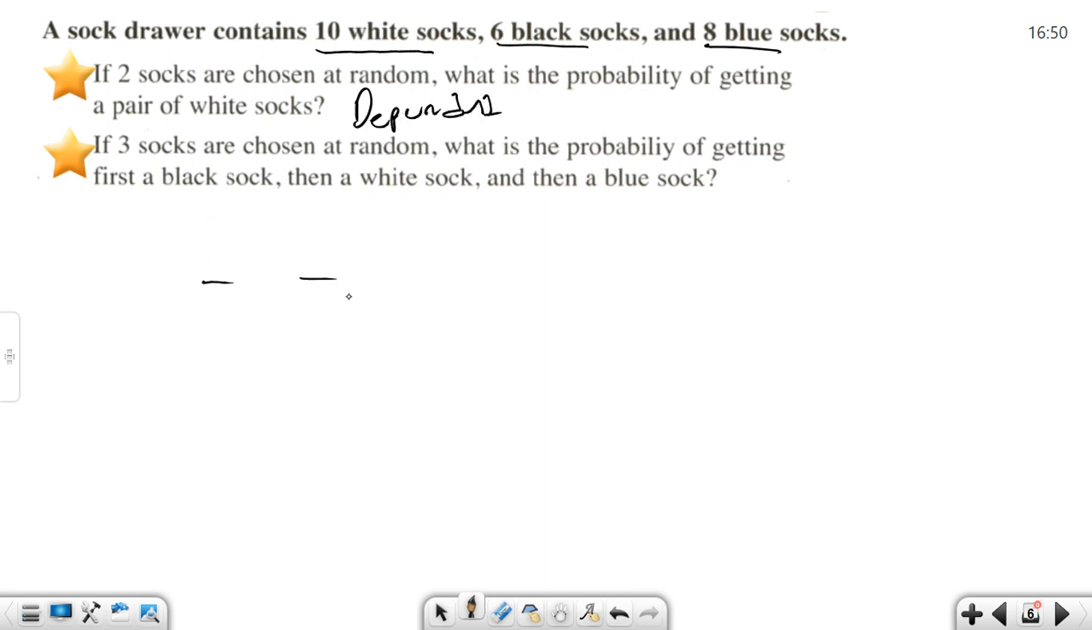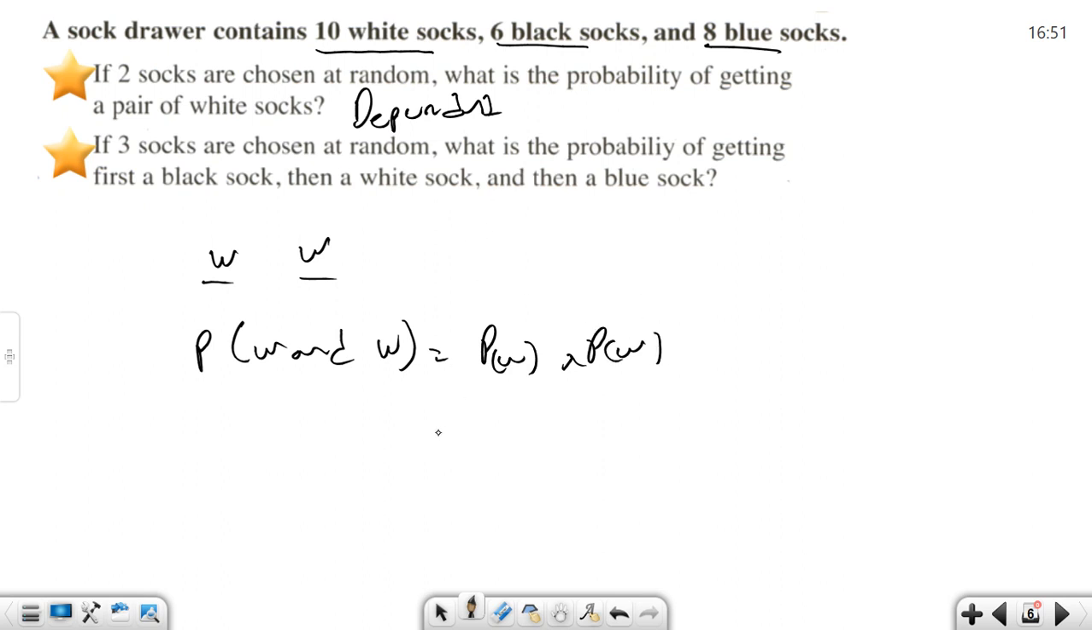Why? When you choose the first one blue, the number of whites will change and the total will change. So this is asking for white and white. Probability white and white is equal to the probability of white, then multiplied by the probability of white. But be careful here, it's dependent.